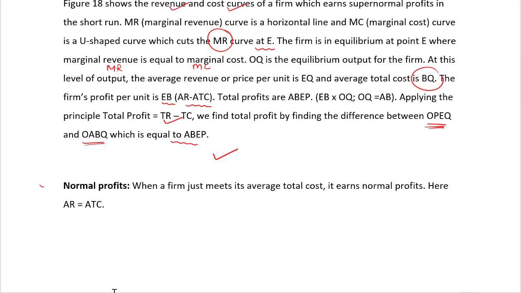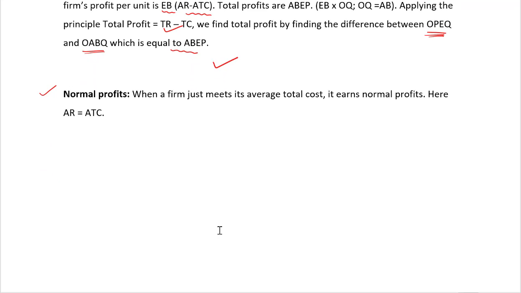Okay, students. So we'll begin with the normal profits now. When a firm just meets its average total cost, it earns normal profit. So we can say that average revenue equal to average total cost. So at this point, average revenue is equal to marginal revenue is equal to marginal cost, and that is basically average total cost. Understood?